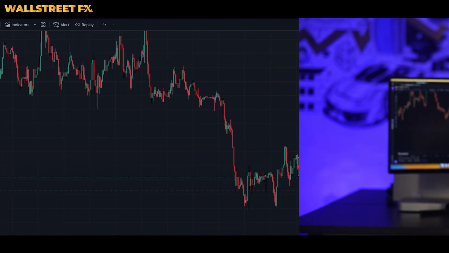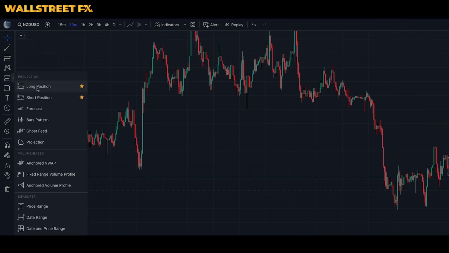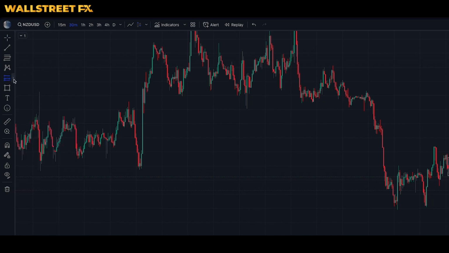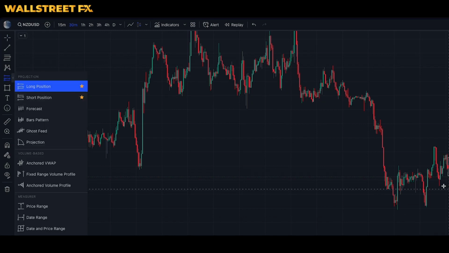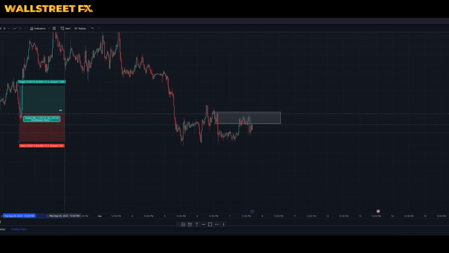So I'm going to be showing you on TradingView how to use the long position and the short position to calculate your risk to reward ratio and also set your stop loss order. Okay guys, to pull out your risk to reward ratio tool, simply go to projections here. You see this sign, forecasting and measurement tools. Then we have our long for the buy and also our short for the sell.